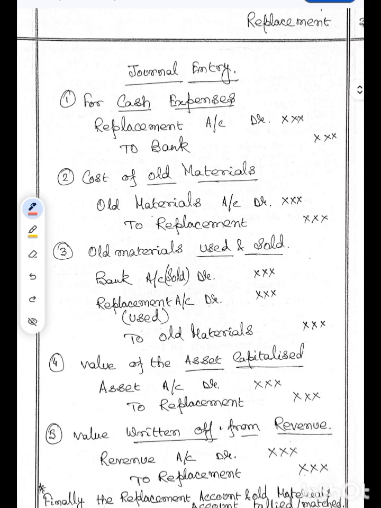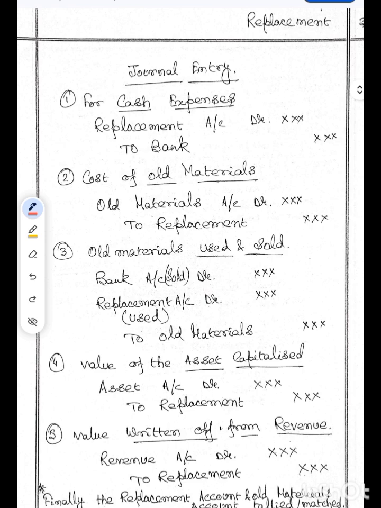Next we come to our accounting entry or journal entry. There are more or less five entries we have to make. The first one is for the cash expenses, the expenses incurred by us through bank account or whatever cash expenses. That goes to replacement account debit, bank credit. This is our first entry.